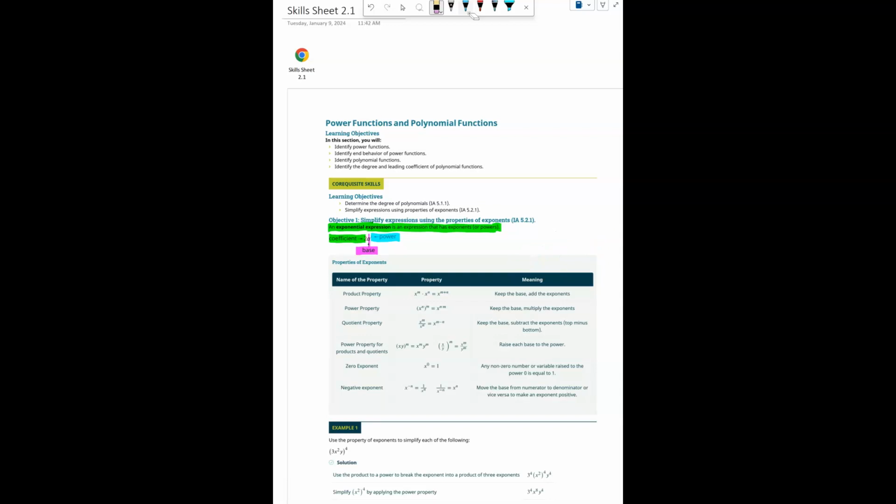Sorry for that. Now let's look at this example down here and see what it says. Use the properties of exponents, which we have here, to simplify each of the following. So we have 3x squared and y, all of this raised to the fourth. That fourth power is going to go to the 3, to the x squared, and also to the y. So we're going to write that as 3 raised to the fourth power, x squared raised to the fourth power, and y raised to the fourth power.